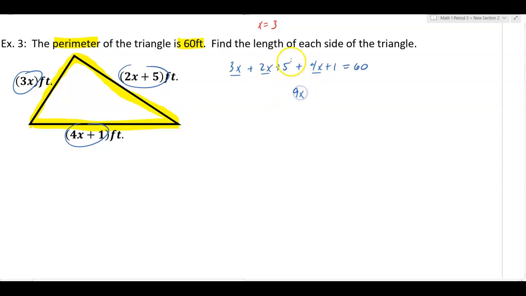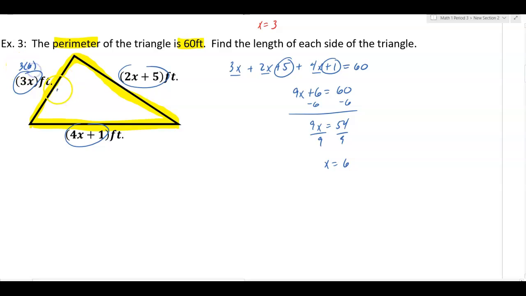It's going to give me 9x plus 6 equals 60. Then I can go ahead and solve for x. 9x equals 54. Divide by 9, x is equal to 6. Once I know x, now I can plug it back in to find the length of each side.